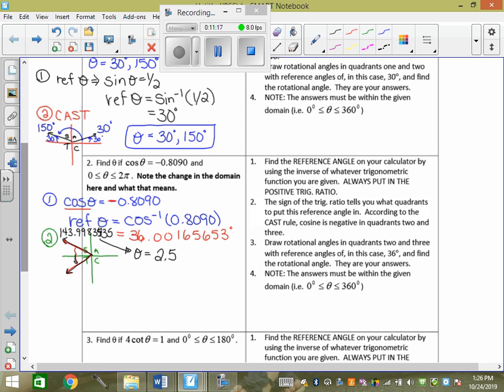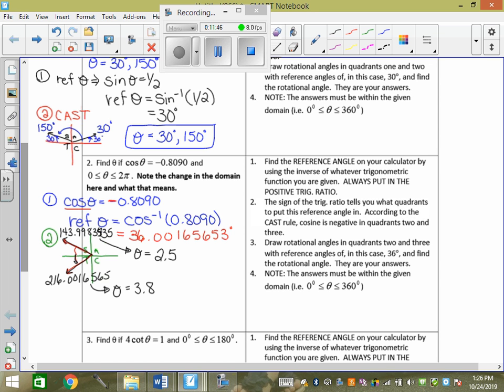And I'm going to get 216.00166565. But what do I have to remember to do? Times it by degrees to radians, pi on top, so pi over 180 in brackets. And I get theta equals 3.8. And both of those fall in between 0 and 2 pi, right?